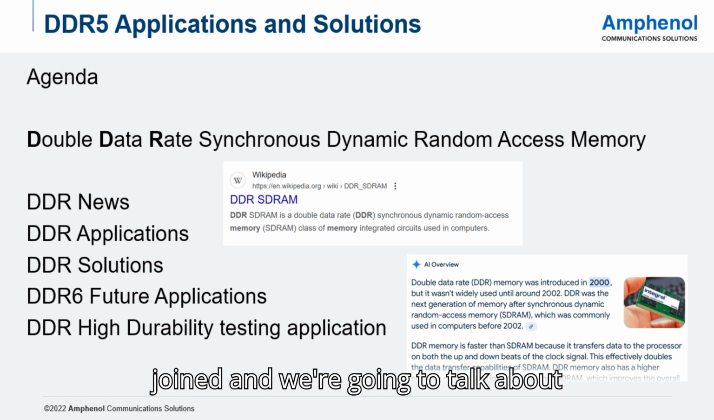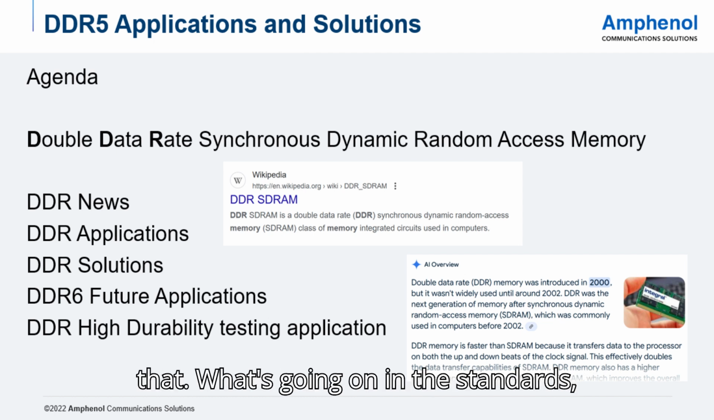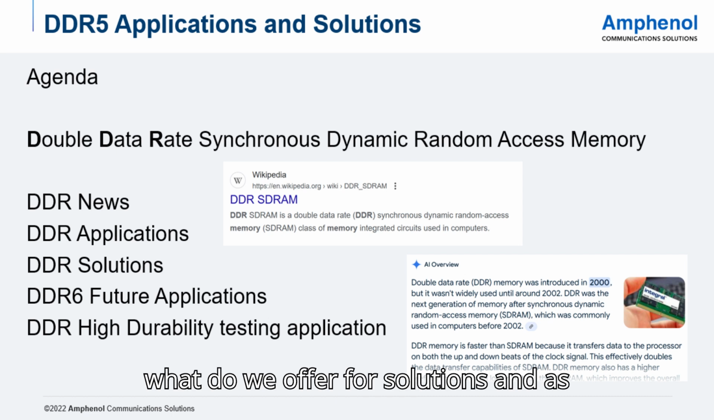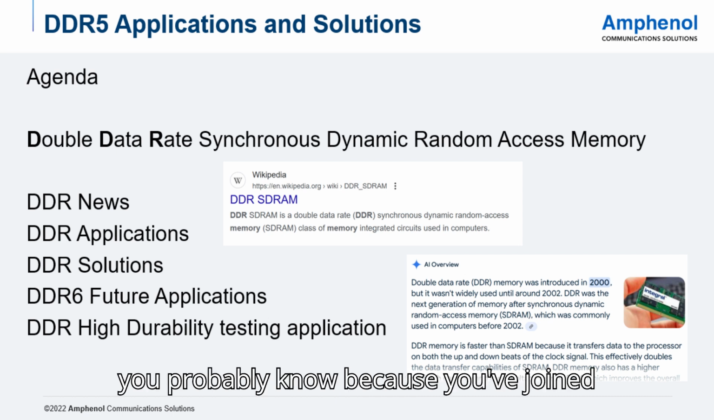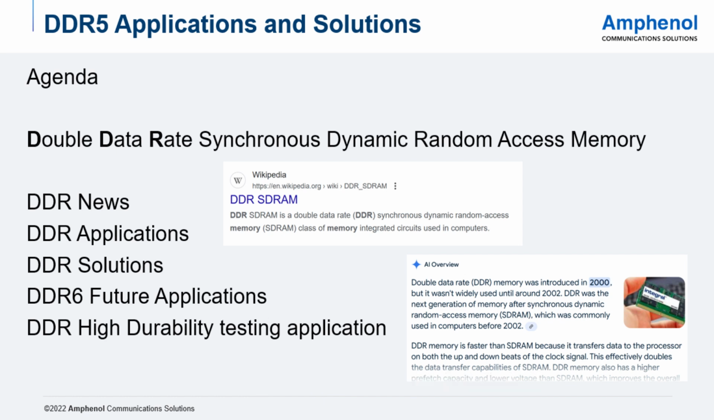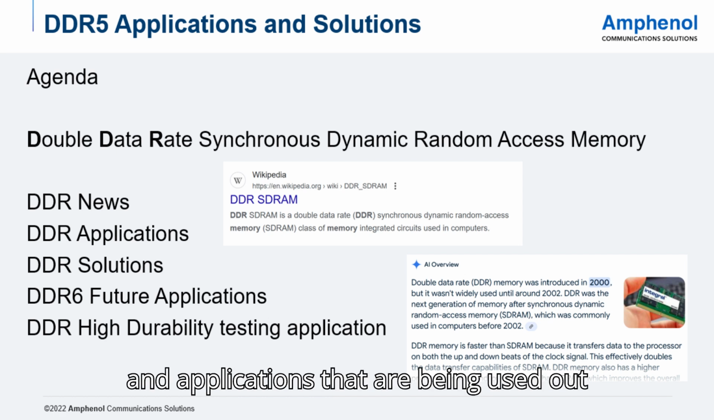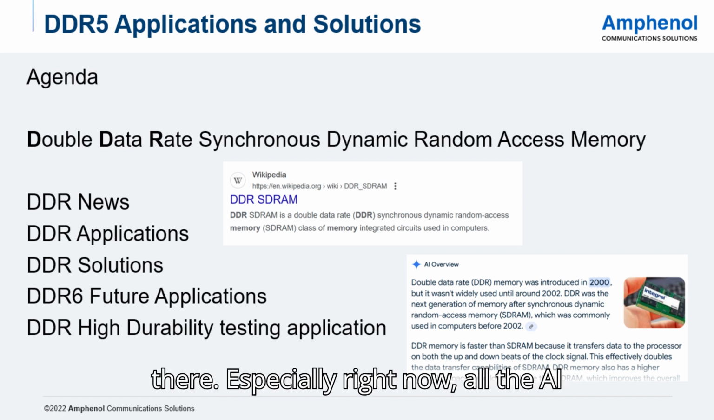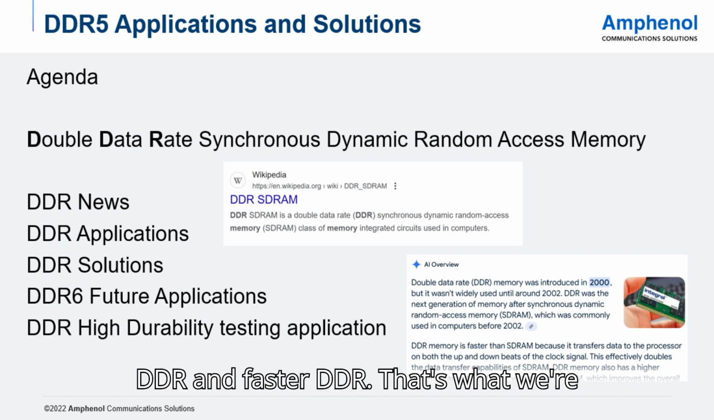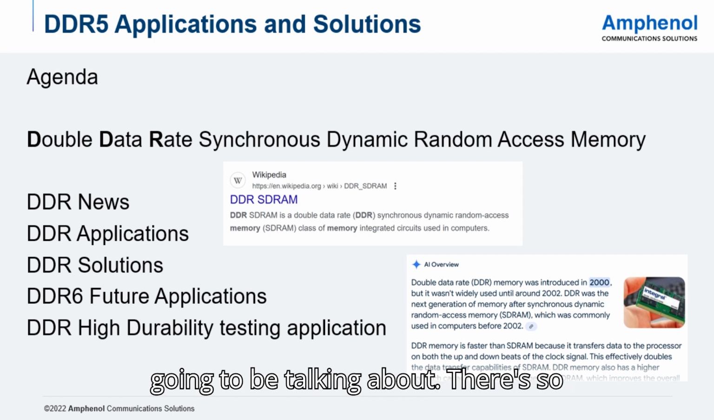In terms of DDR, what we're going to see today is what the future looks like for DDR, and maybe that's why you joined. We're going to talk about what's going on in the standards, what an application looks like, and what we offer for solutions. As you probably know, because you joined this seminar, Amphenol is one of the world leaders in connectors, and we offer a broad range in every area. Certainly DDR is one of the main categories that goes into every server and application being used out there. Especially right now, all the AI stuff is driving more and more DDR and faster DDR. That's what we're going to be talking about.